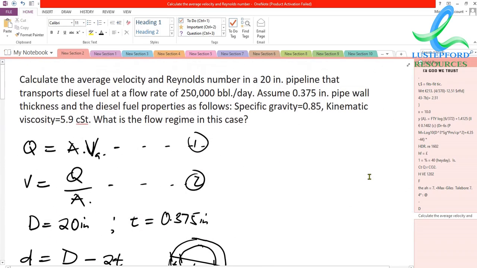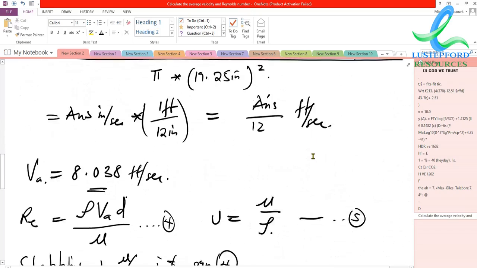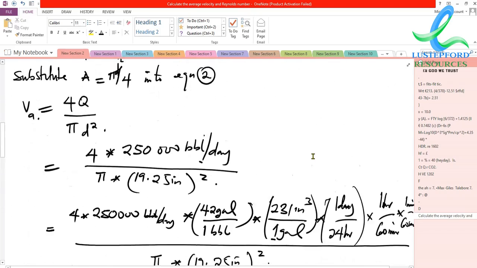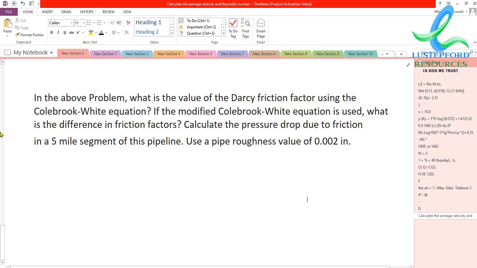Now, this is the problem above. So we have gotten the internal diameter. The internal diameter D is equal to 19.25 inches. Now, they have given us the pipe roughness as 0.002 inches. They say calculate the value of the Darcy friction factor using the Colebrook-White equation.